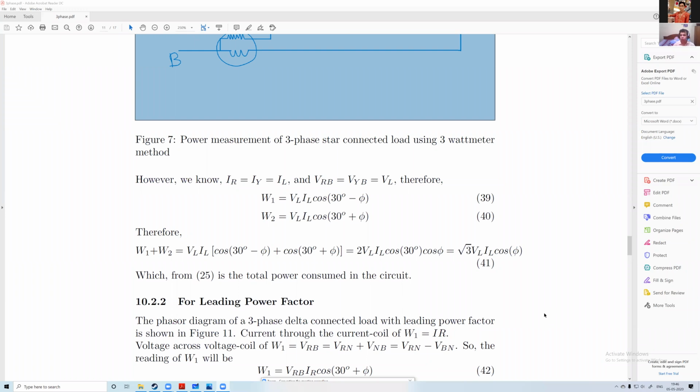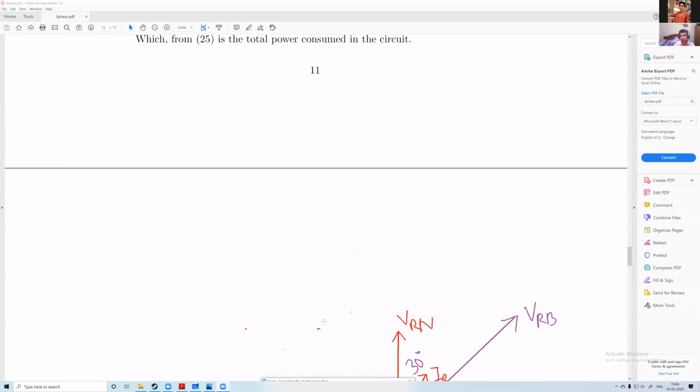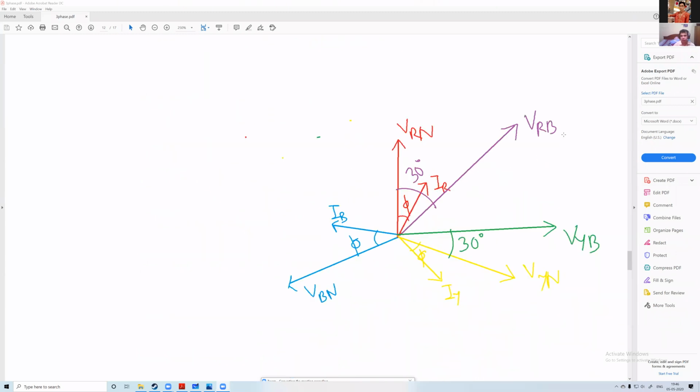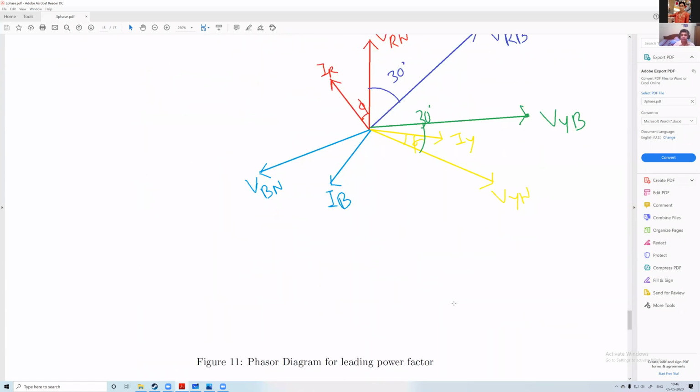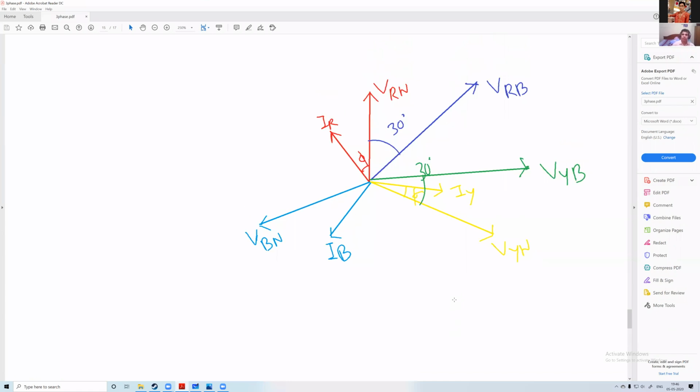Good. Now we do the same thing for the same circuit. The only thing we changed is the power factor is now leading instead of lagging. So you see this phasor diagram and tell me what you do not understand. Sorry, this is for the leading one. Yes. So you see this phasor diagram and tell me what you do not understand. I will try to answer your question. I will not explain it directly.